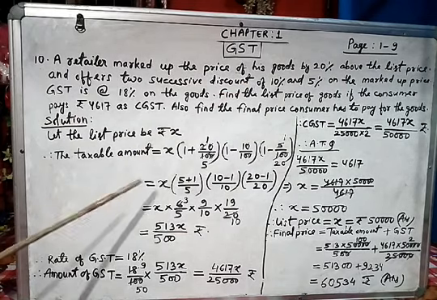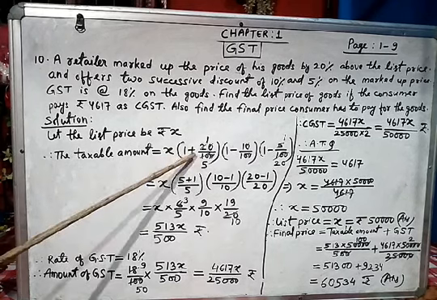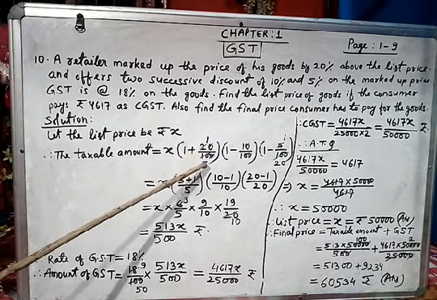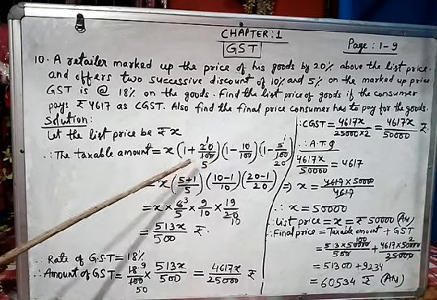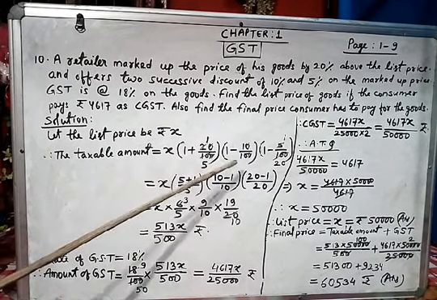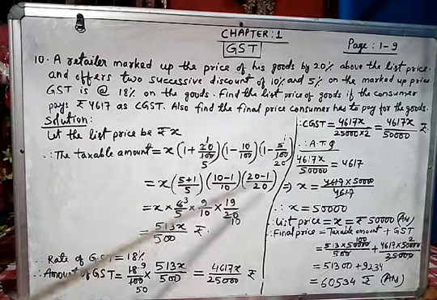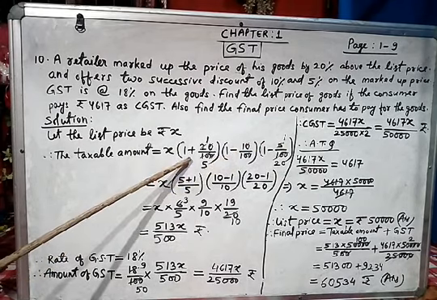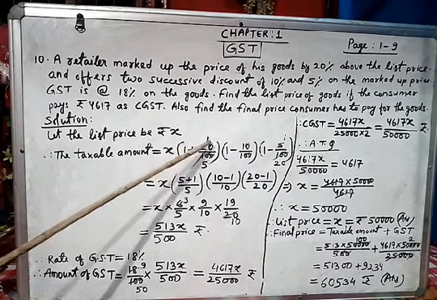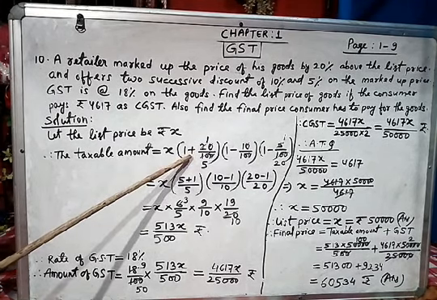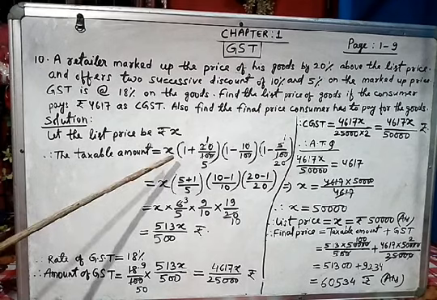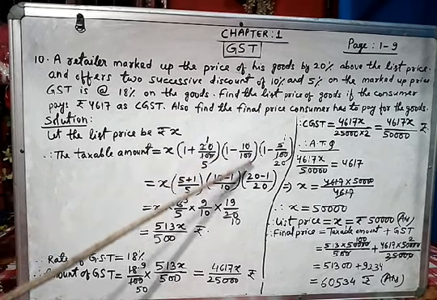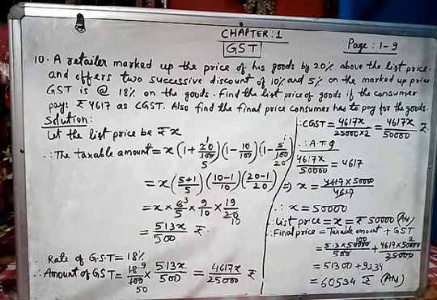So my taxable amount will be on the list price, first a 20% increase. That's why I wrote 1 plus 20 by 100, and then I wrote 1 minus, because after increasing 20% the retailer is giving 10% and 5% discount. For discount I am putting the subtraction symbol, and for increasing the price of the goods by 20% I am putting addition. That means the taxable amount will be X into (1 plus 20/100) into (1 minus 10/100) into (1 minus 5/100).